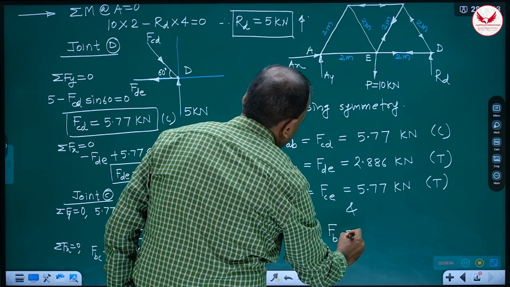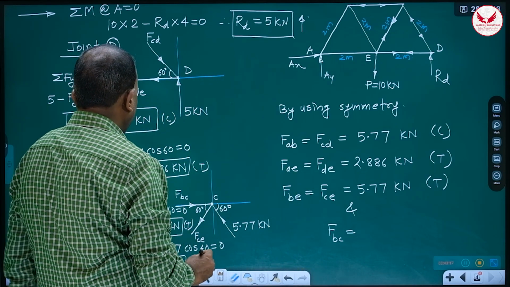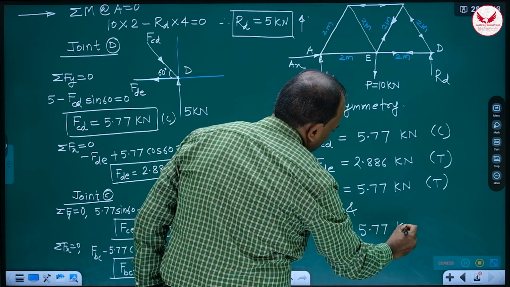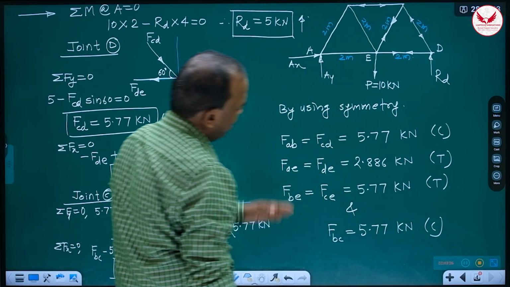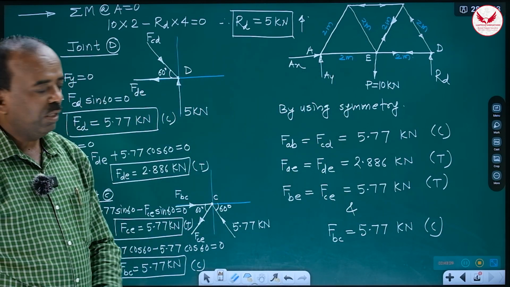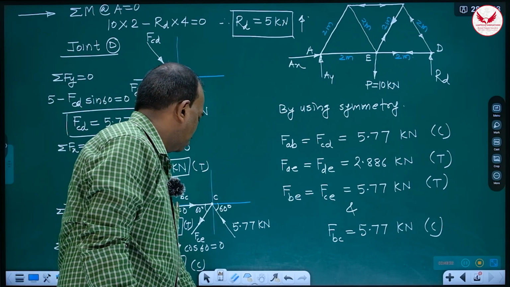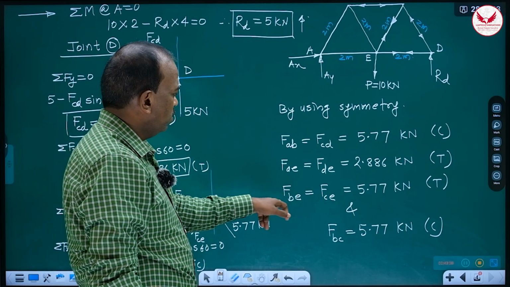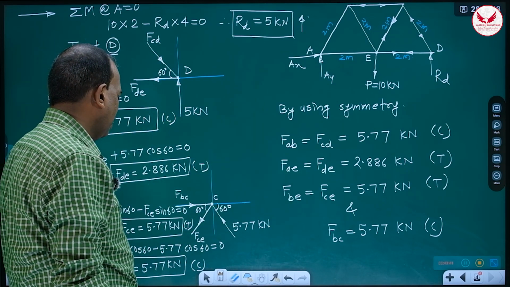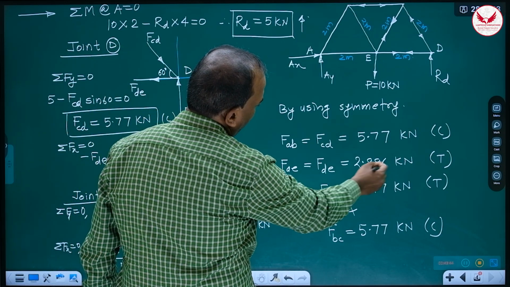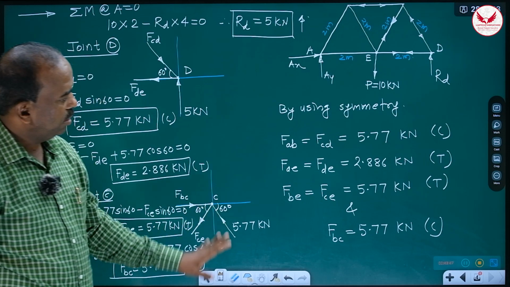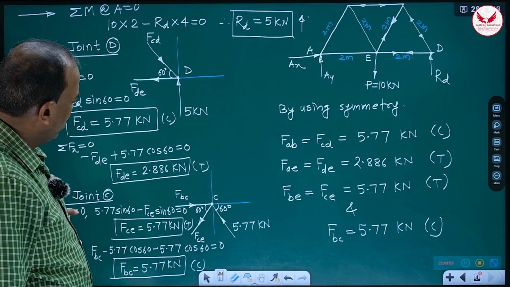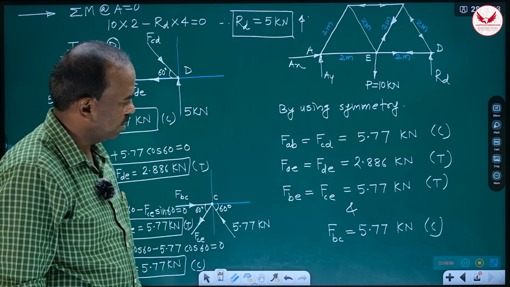And finally you can write the 7th answer, FBC. That also we have calculated, 5.77 kilonewton compressive. And here I think there is no need to prepare the tables also. At one place we got 7 answers. So 3 are 5.77 compressive, 2 are 5.77 tensile, and 2 are 2.886 tensile. So this is the solution of the truss example. Even though it looks lengthy, I think that logically if you solve it easily you will get the answer. Thank you.